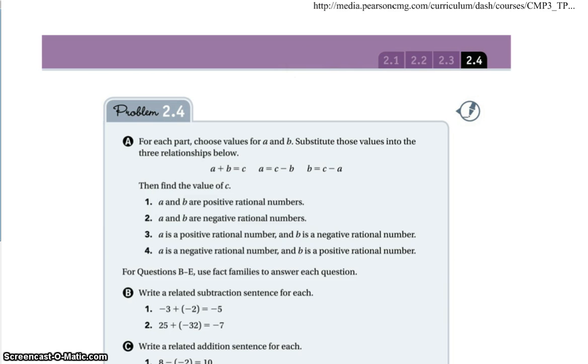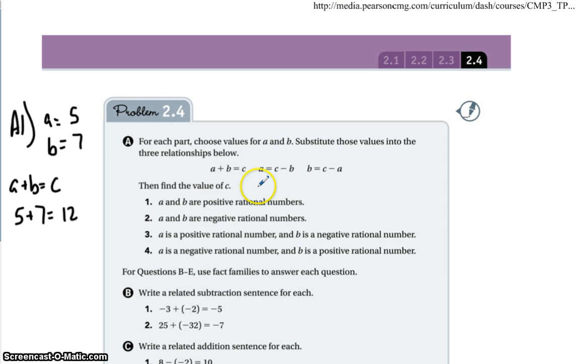So the first thing we're going to do is I'm going to select for A1, I want A to equal 5 and B to equal 7. So for A plus B equals C, I will substitute 5 for A, I will substitute 7 for B, and then I add, and C in this case would equal 12.